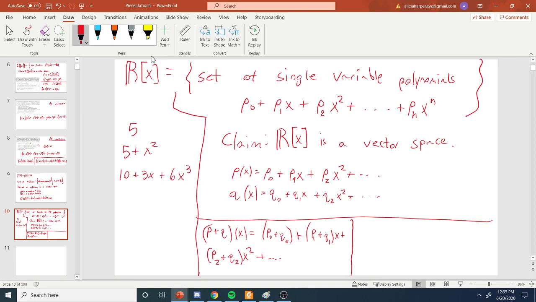And then we can also define scalar multiplication. So if alpha is a real number, then alpha times a polynomial p is just what we get when we multiply every coefficient of p by alpha. So the zeroth coefficient will be alpha times p0, plus alpha times p1 times x, plus alpha times p2 x squared, and so on. So I have an addition operation and I have a scalar multiplication operation. And it remains to verify that all the axioms of a vector space are satisfied.